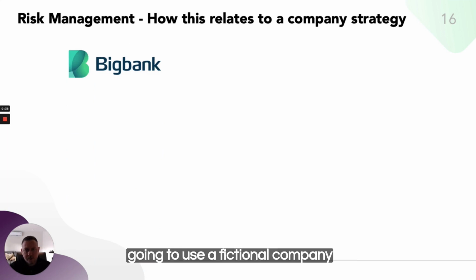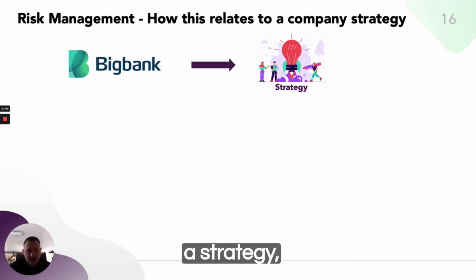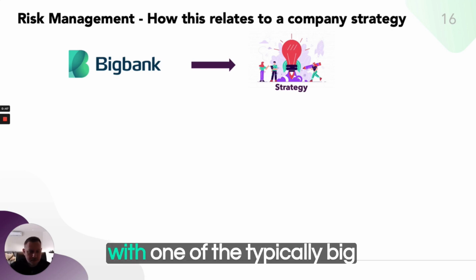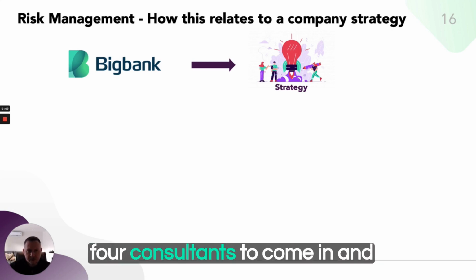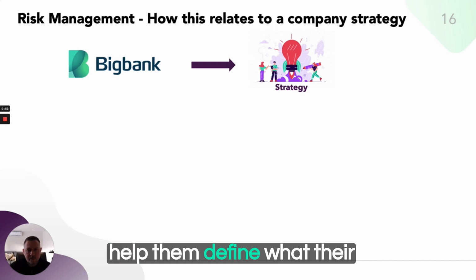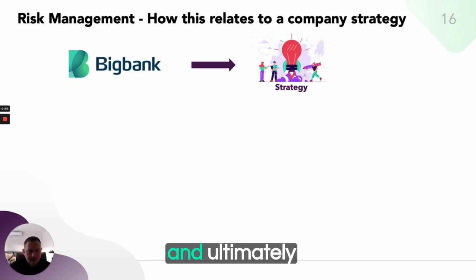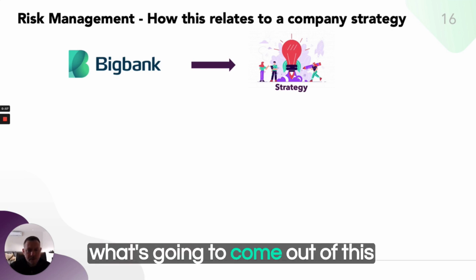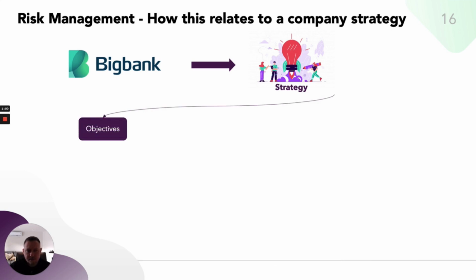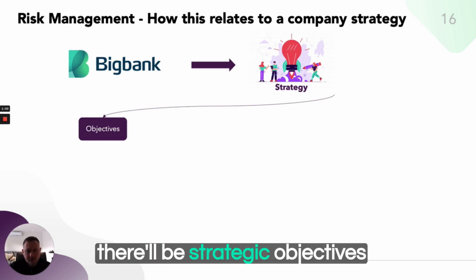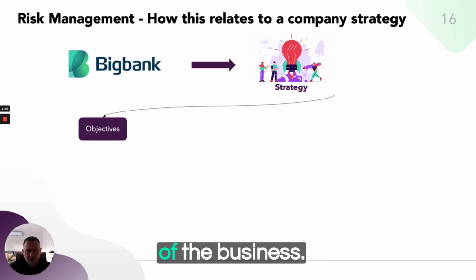As an example here, we're going to use a fictional company called Big Bank. Right? So Big Bank have created a strategy. They've spent a lot of money with one of the typically Big Four consultants to come in and help them define what their strategy is as an organisation. And ultimately, what's going to come out of this is a number of objectives. So from a strategic level, there'll be strategic objectives that align to the rest of the business.